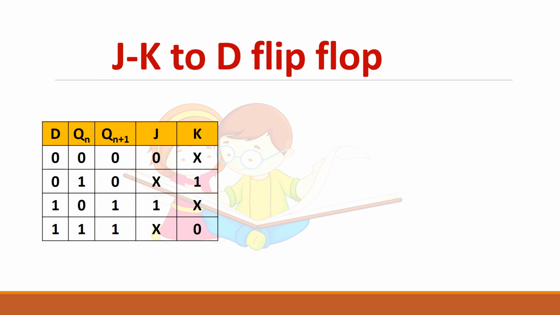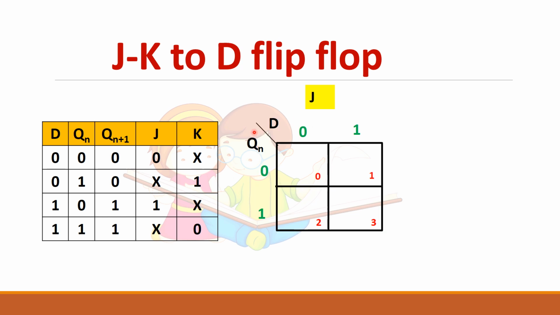Now let us draw the K map. So this is the K map drawn between Qn and D for J. So for 0 0, what is J? 0 x then 1 x. So write it in the correct order. Now this 1 and x can be combined together, so J equal to D.